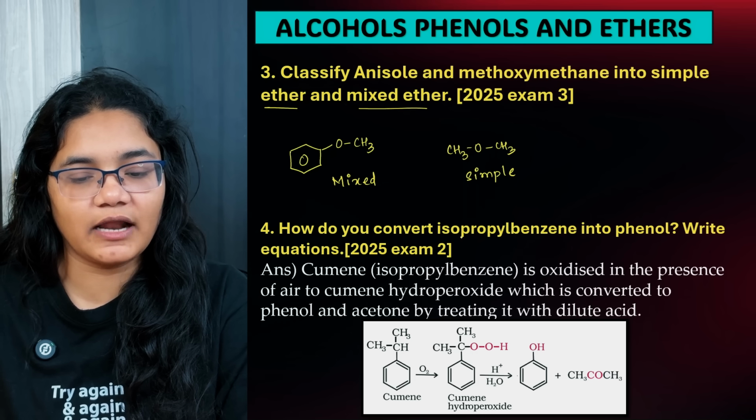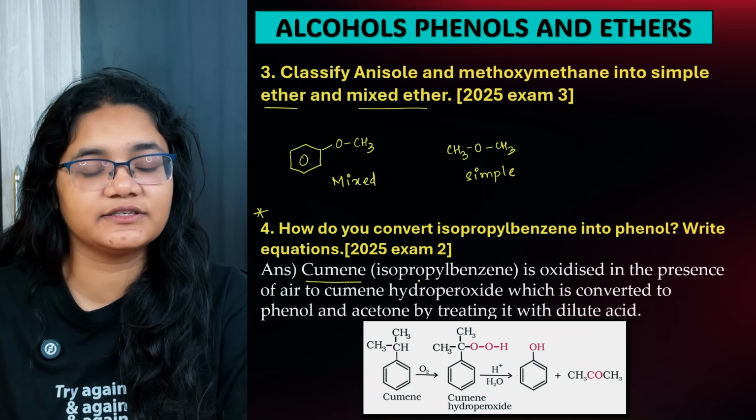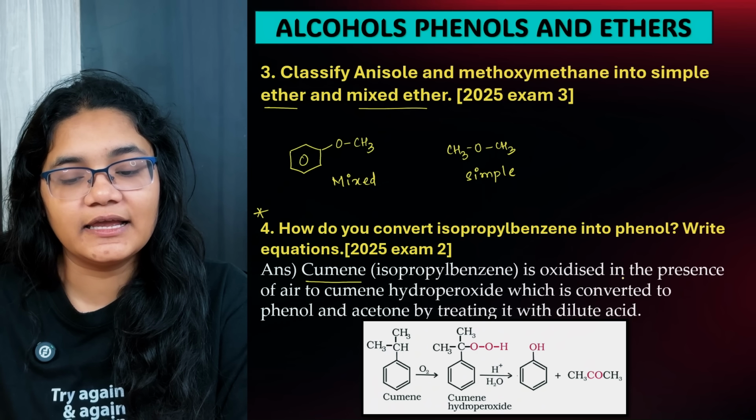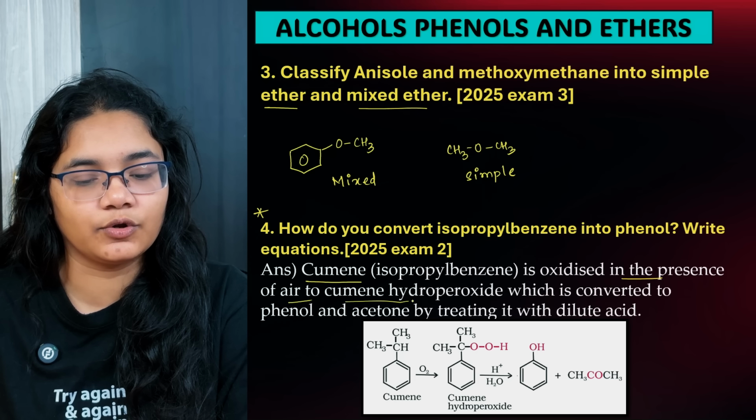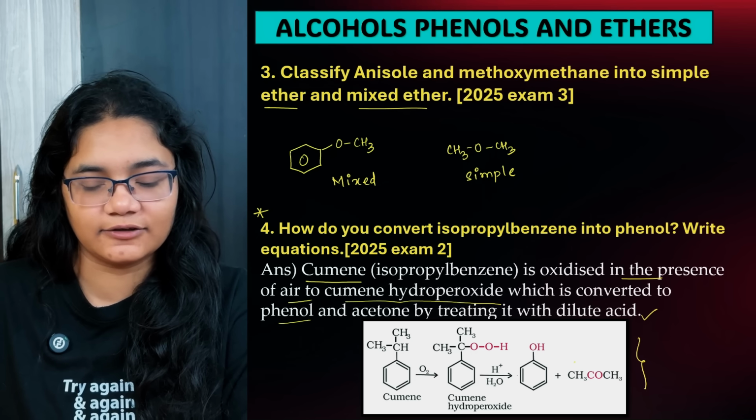Next is, how do you convert isopropyl benzene into phenol? This is an important question. Write its equation. So cumene, which is also called isopropyl benzene, is oxidized in the presence of air to cumene hydroperoxide, which is converted to phenol and acetone by treating it with dilute acid, and this is the reaction.